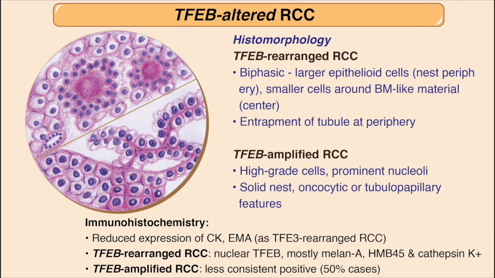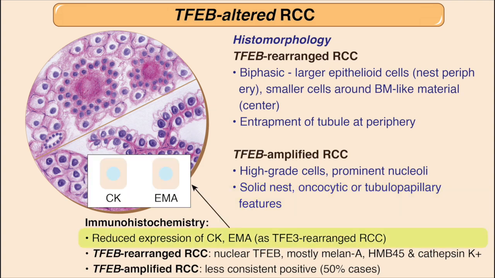TFEB rearranged RCCs have a distinctive biphasic pattern with larger epithelioid cells at the periphery of the nest and smaller cells clustered around hyaline basement membrane material in the center of the nest. They also show characteristic entrapment of single tubules at the tumor periphery. TFEB amplified RCCs have high-grade poorly differentiated RCC morphology with prominent nucleoli. The tumor can have solid, nested, oncocytic, tubulopapillary features.